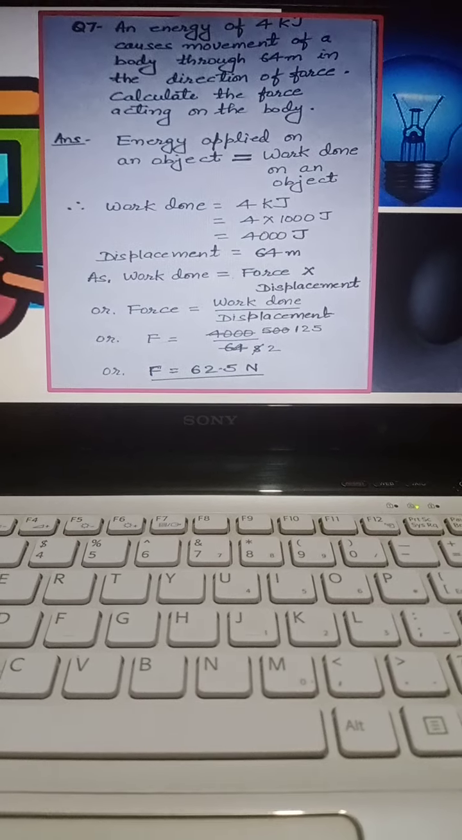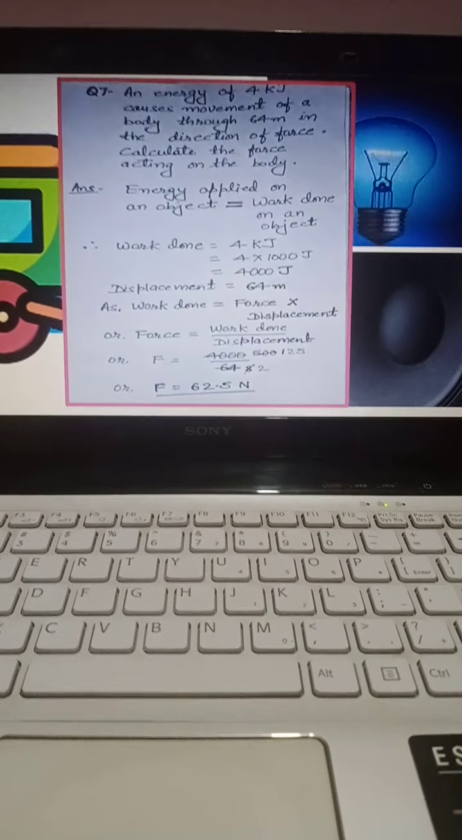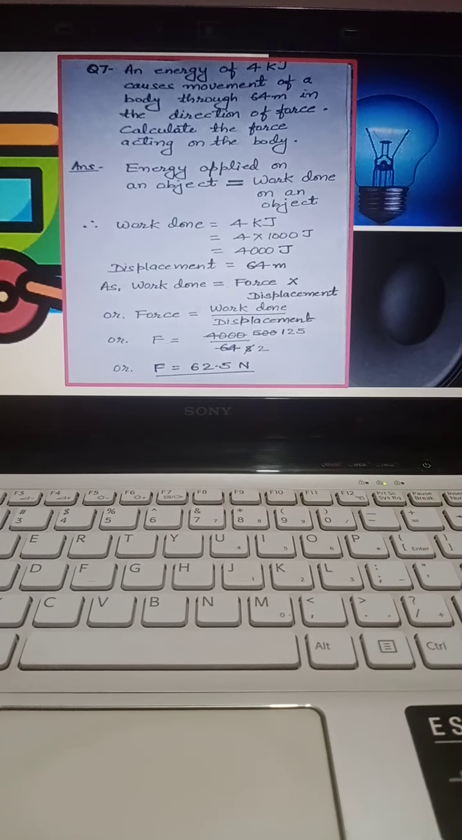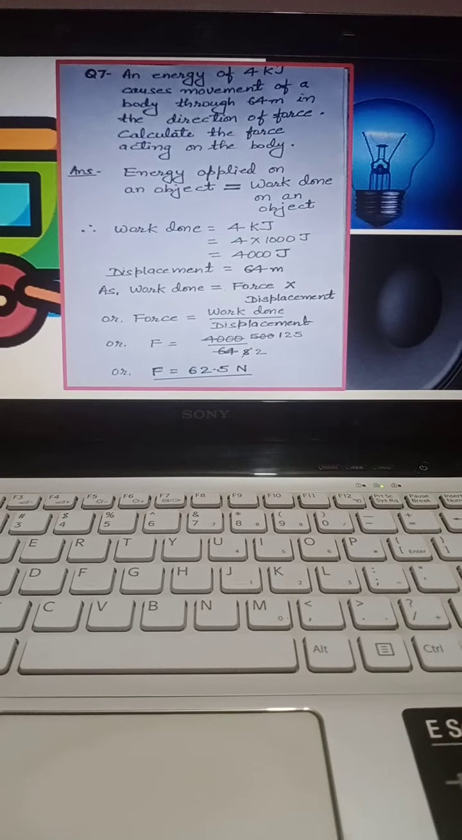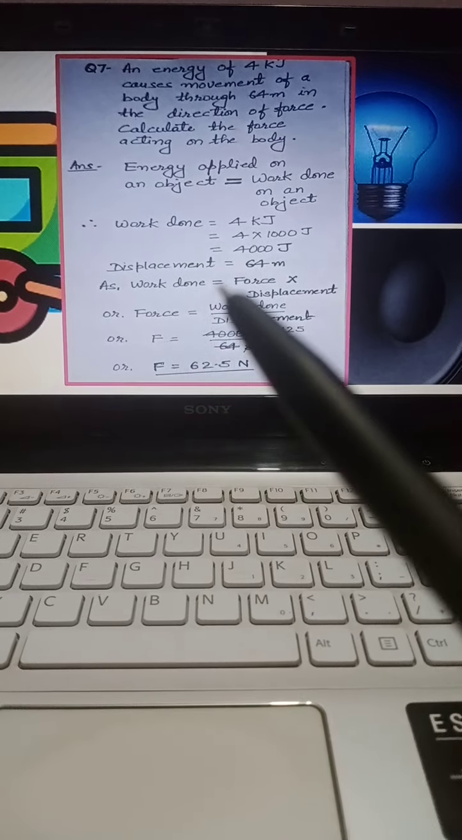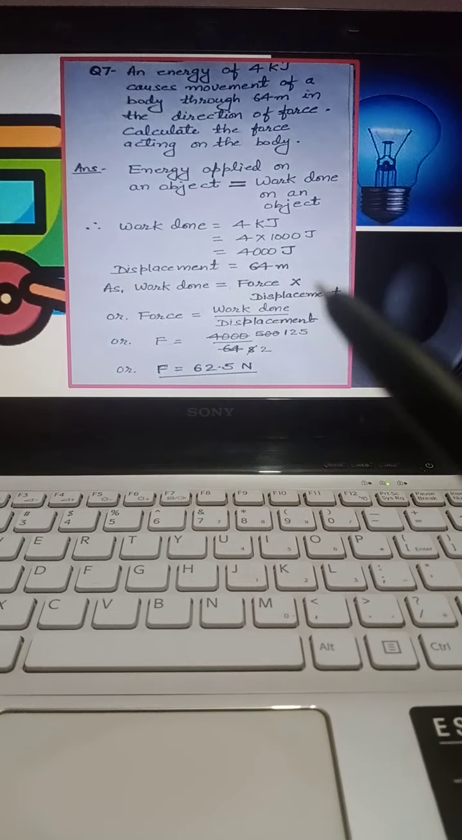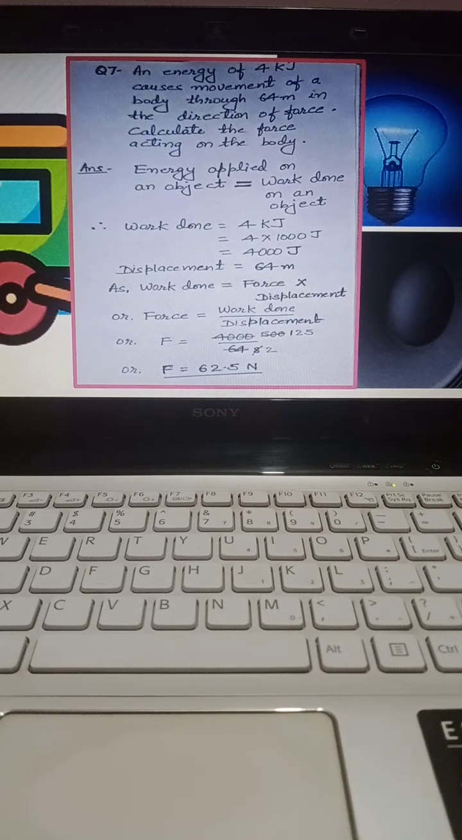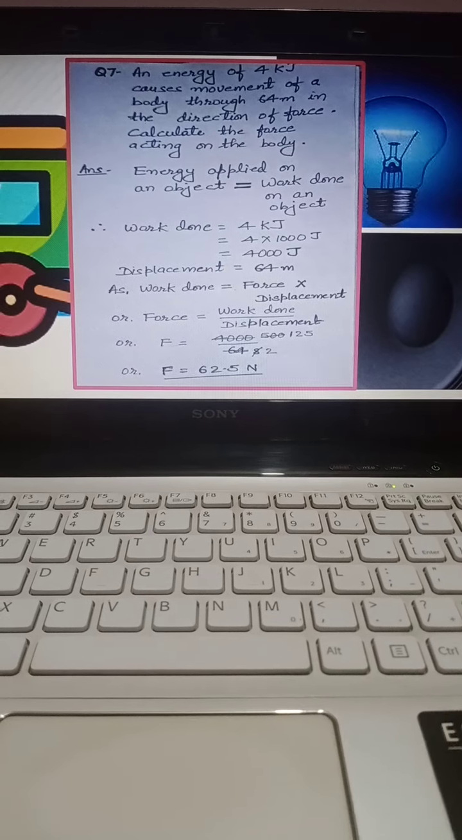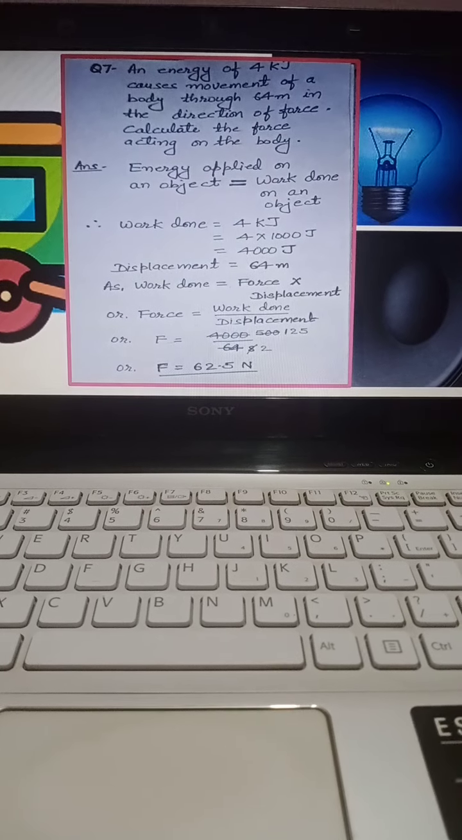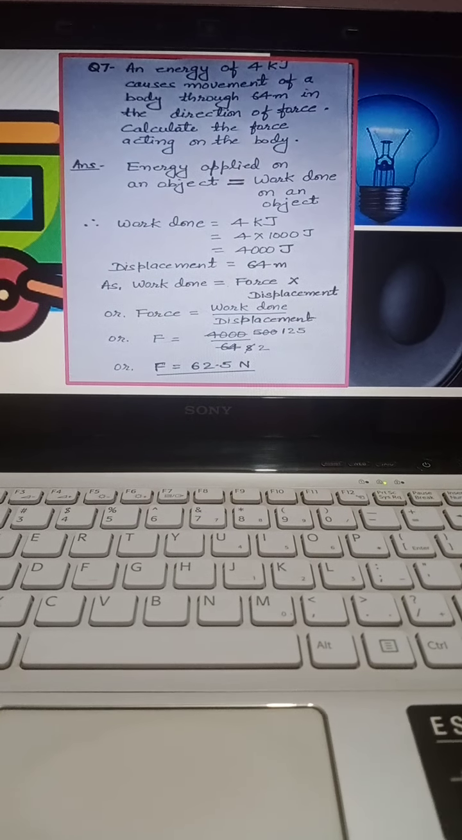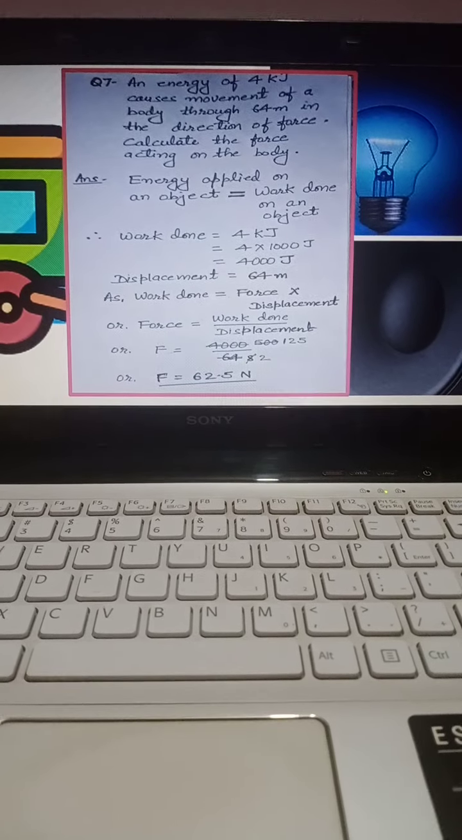62.5 Newton. So here we have seen all the numericals related to work done, and we have used the formula work done is equal to force into displacement, or force is equal to work done by displacement, or displacement is equal to work done by force. Thank you.